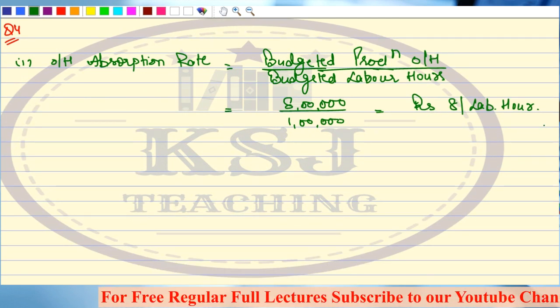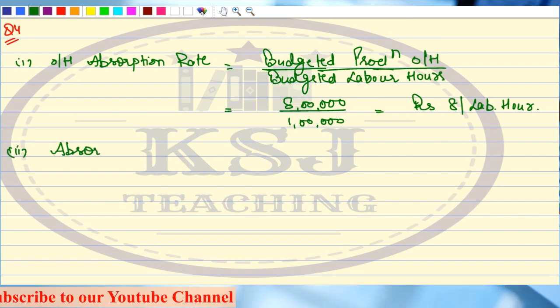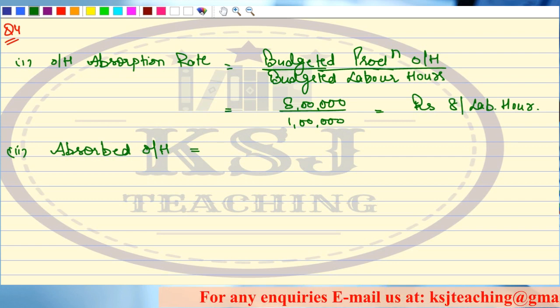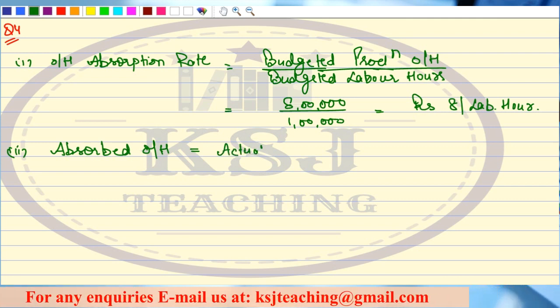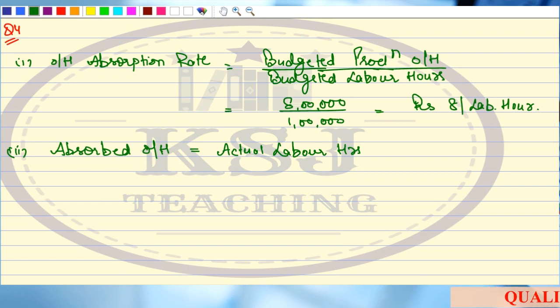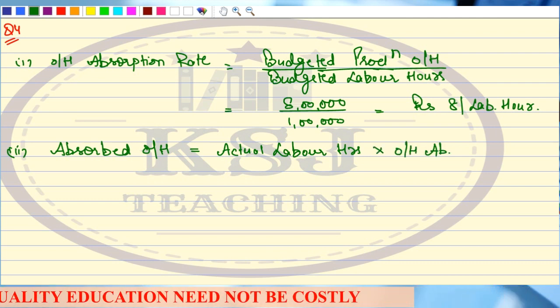Now, the second thing that you need to calculate, what? Absorbed overheads. Now for the absorbed overheads, what do you need? You have the absorption rate and this absorption is to take place on the basis of labor hours. So what you need is actual labor hours, because the absorption will be done on the basis of actual data. Rate is calculated on the basis of budgeted data and the absorption will be calculated on the basis of actual data. So actual labor hours multiplied by overhead absorption rate.